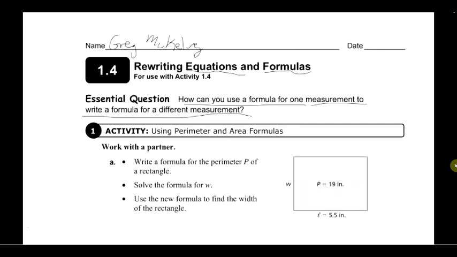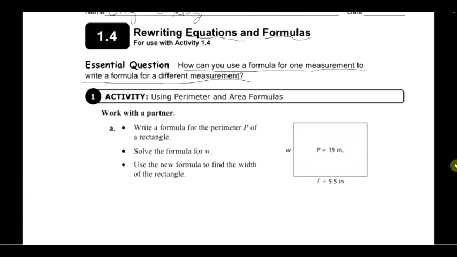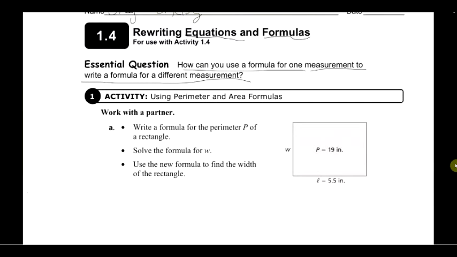Each of these problems has very specific directions. First, we need to work with a partner. We need to write a formula for the perimeter P, and then we need to rewrite this by solving for W, and I'll show you where that comes from. And lastly, we need to use that new formula. But we have to follow those three steps.